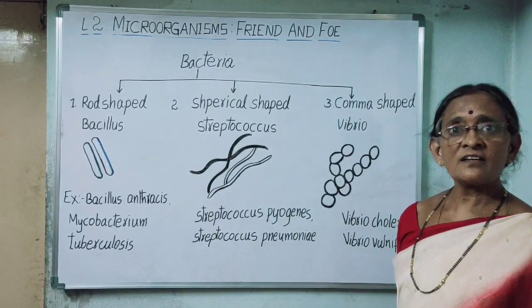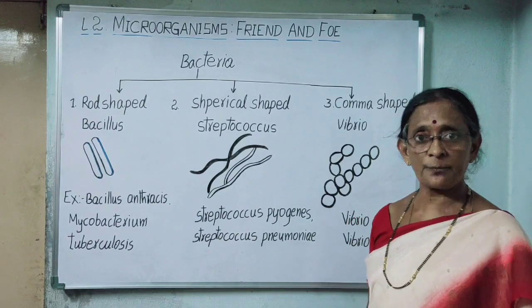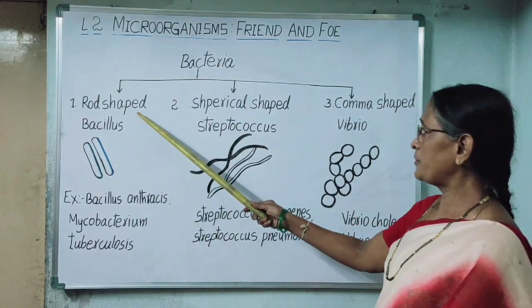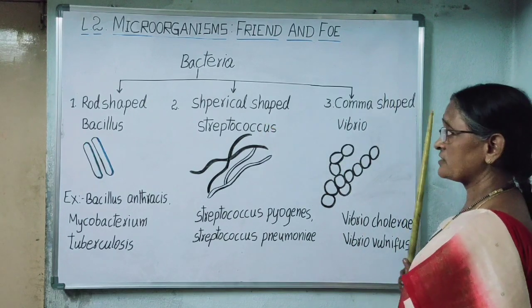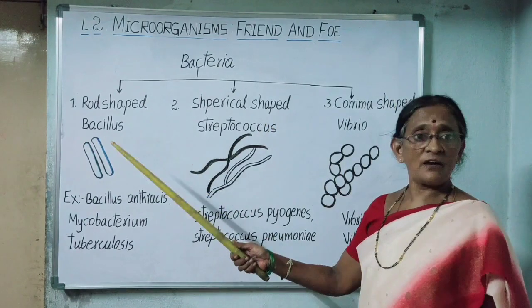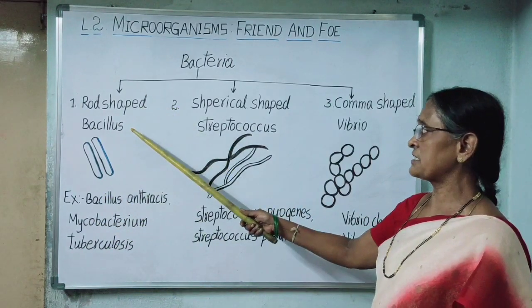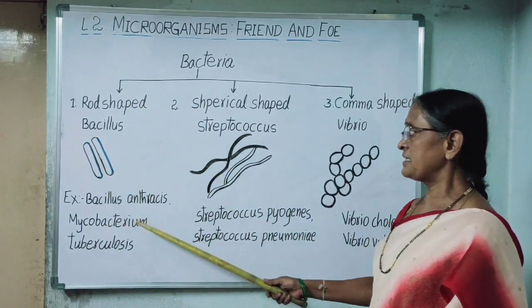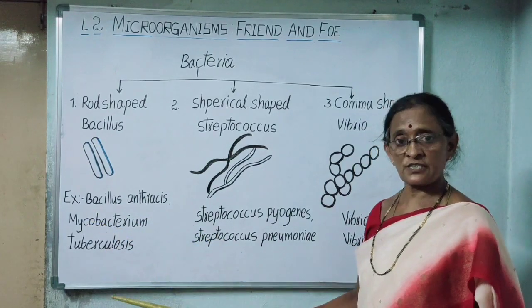Bacteria are classified into mainly three groups based on their shape. They are rod-shaped bacteria, spherical-shaped and comma-shaped bacteria. The bacteria which are in the shape of a rod are called bacillus. Examples: Bacillus anthracis, Mycobacterium tuberculosis.